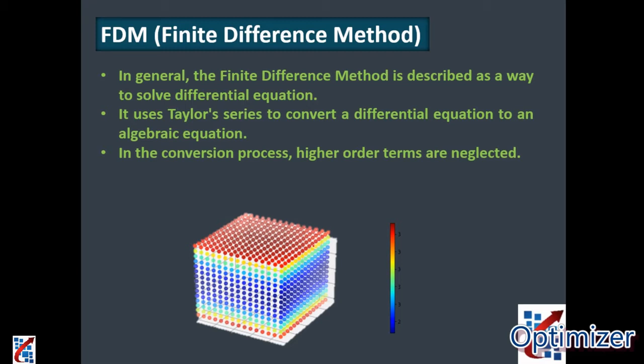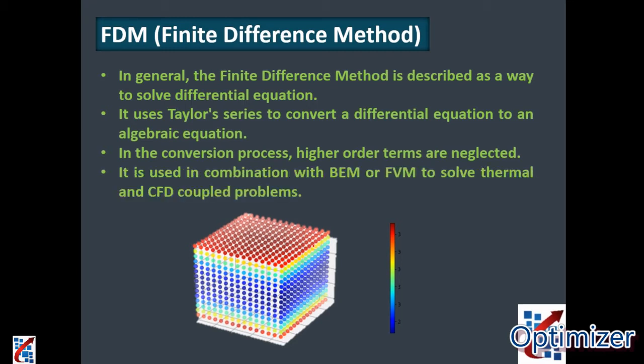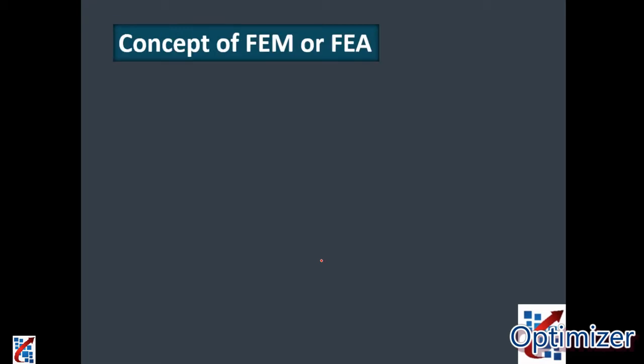In the case of FDM, it is used in combination with BEM and/or FEM to solve thermal and CFD coupled problems, okay. So for solving a CFD coupled problem, you need to use FDM, that is the finite difference method, okay. And the last part which we are going to focus on in this series is FEM or FEA. FEM stands for finite element method and FEA stands for finite element analysis. So keep in mind, these two terms are the same, okay. Finite element method and finite element analysis.